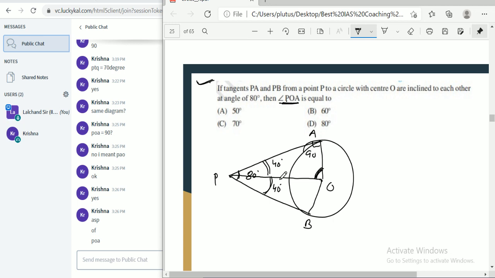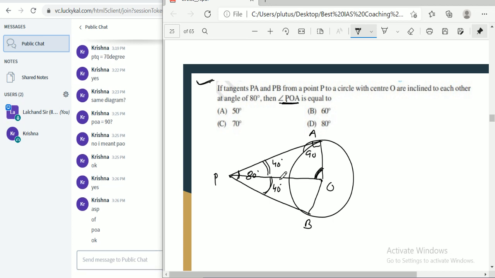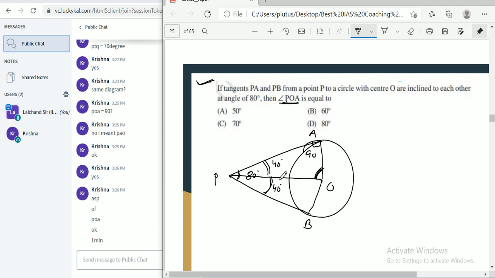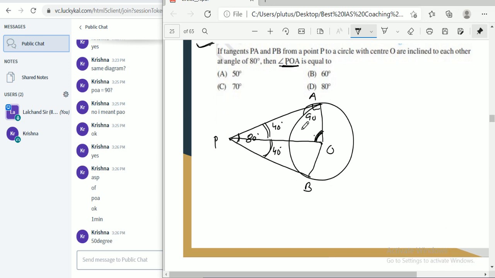Calculate fast. Use the angle sum property. Yeah, 50 degrees. You are absolutely right. Because if one angle is 90, we can say the sum of these two angles should also be 90. So let's suppose this is x. X plus 40 should be equal to 90. So the value of x is 50 degrees. This is the answer to this question. So our option A is the correct answer.